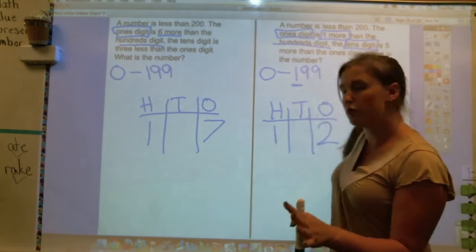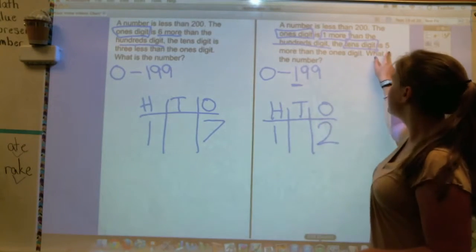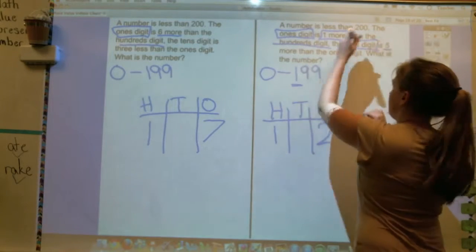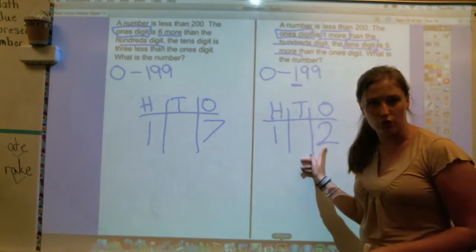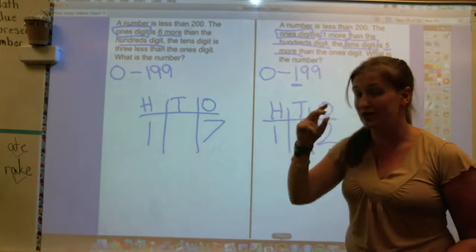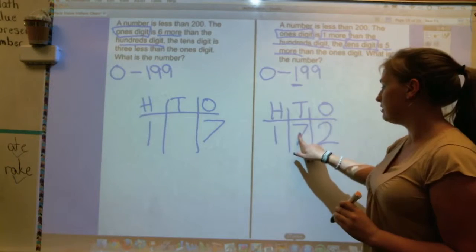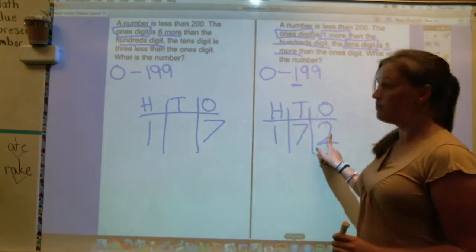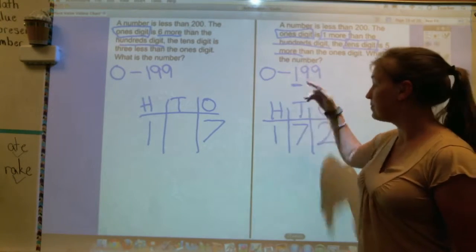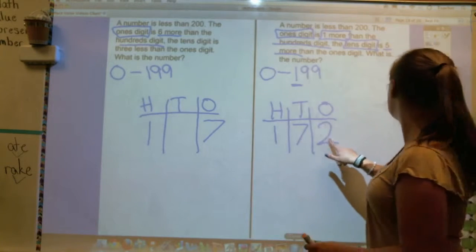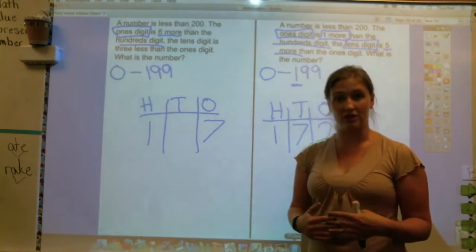Okay, so I got some really good information there. The tens digit, so the number that belongs in the tens place, is 5 more, so I need to underline that, 5 more than the ones digit. Well, my ones digit is 2. So 5 more than 2 is one of my fast math facts, which is 7. 100, 7 tens, and 2 ones. So my number, because the final question is what is the number, my number is 172. And I could write that as a sentence saying, my number is 172.